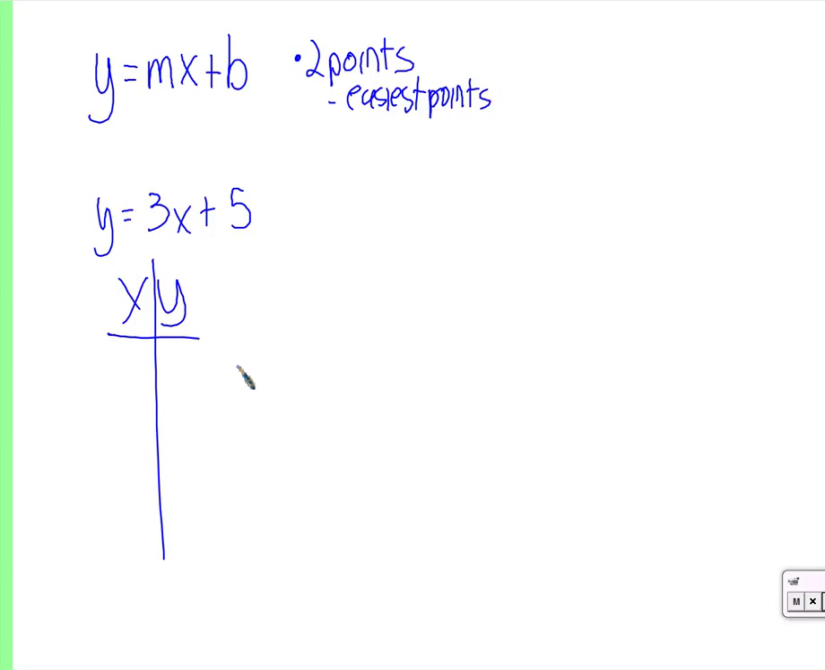Ready? Zero. Oftentimes somebody will say one. One is easy, but what's even easier to multiply by than 1? Zero. It's even easier to multiply by 0, because anything times 0 is 0. 3 times 0 is 0, plus 5 is? It's 5.